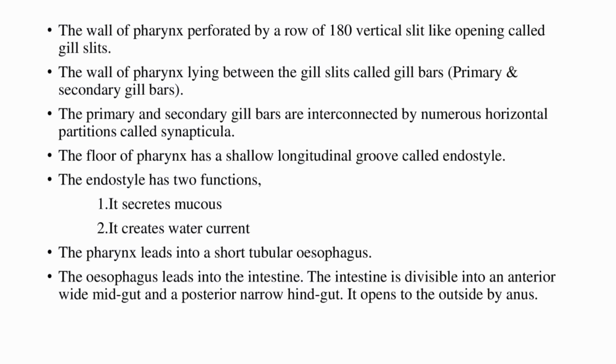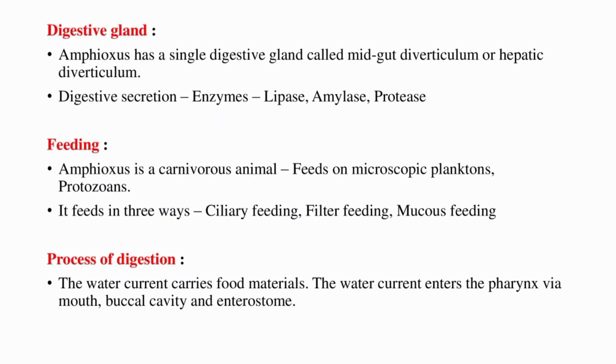The pharynx leads into a short tubular esophagus. The esophagus leads into the intestine. The intestine is divisible into an anterior wide midgut and a posterior narrow hindgut. It opens to the outside by the anus. Digestive gland. Amphioxus has a single digestive gland called the midgut diverticulum or hepatic diverticulum. Digestive secretions are enzymes, that is lipase, amylase, and protease.